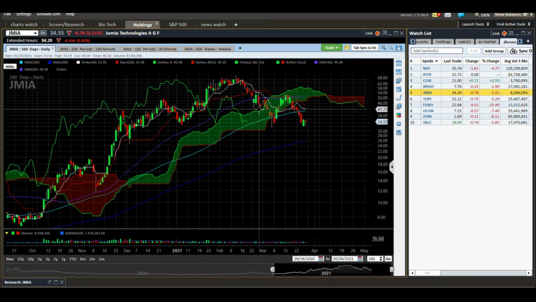Tested here. See how we tried to react here to the cloud, but we were underneath. We had the TK cross, so now we're underneath Tenkan-sen, and we reacted to that downtrending Tenkan-sen right here. Fell into the cloud and below. Okay. So if you want to play the TK cross, you want to look for price back above Kijun-sen and the TK cross, and price above your two moving average lines to get bullish on this.